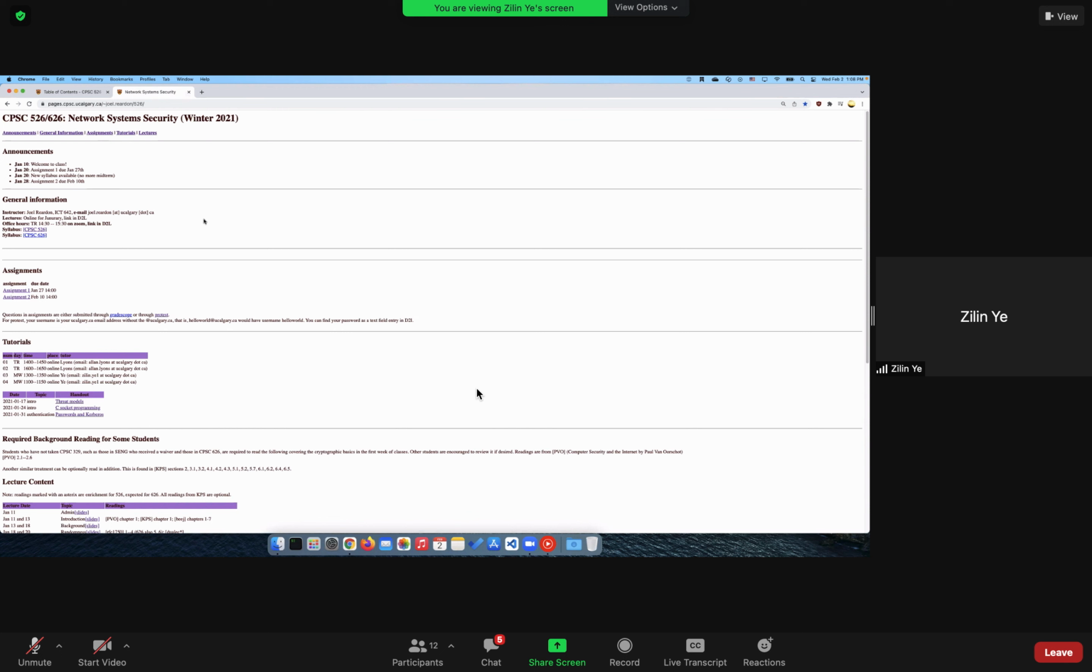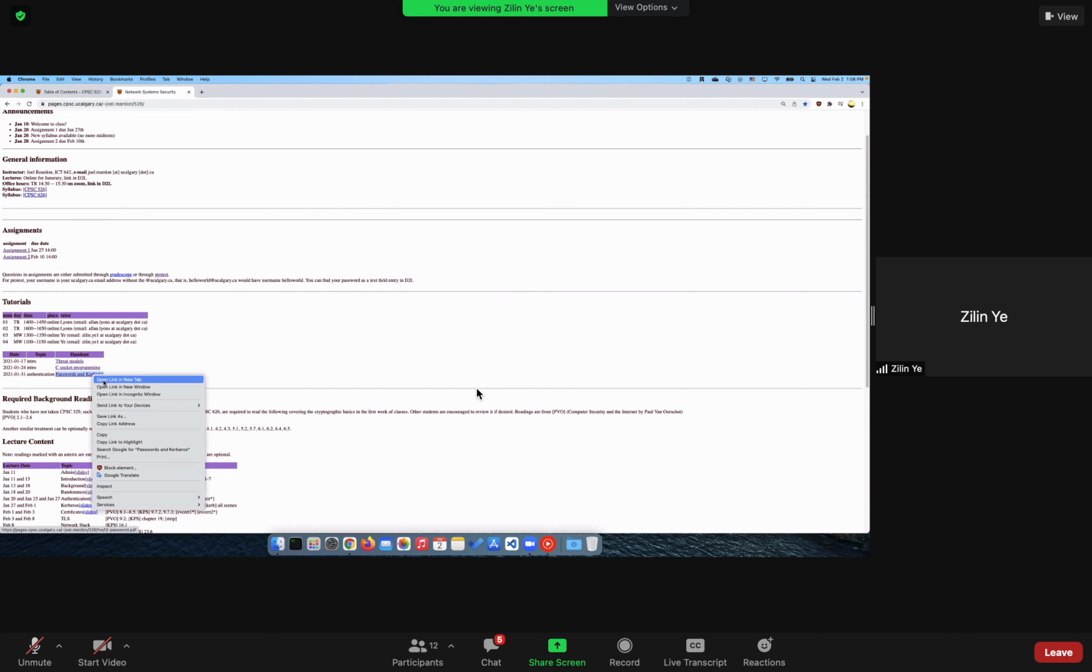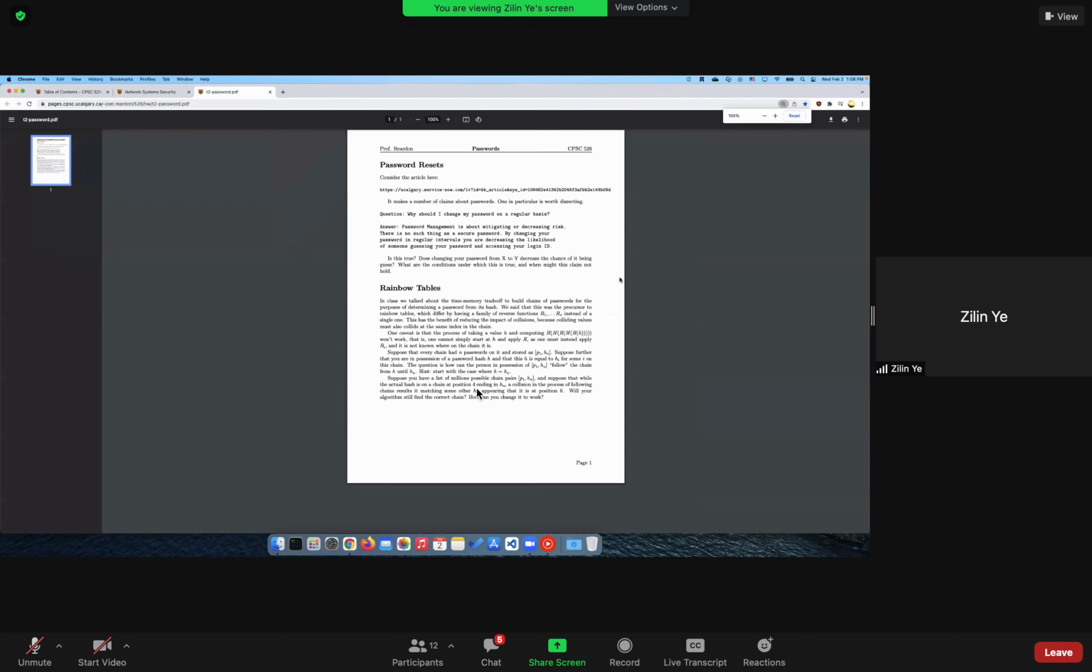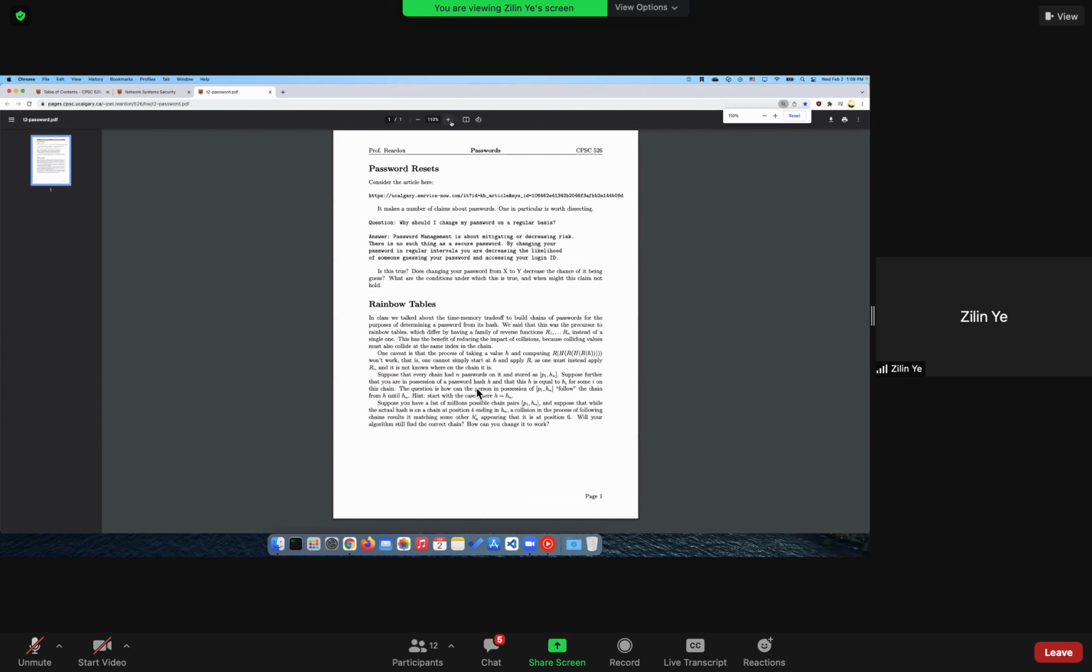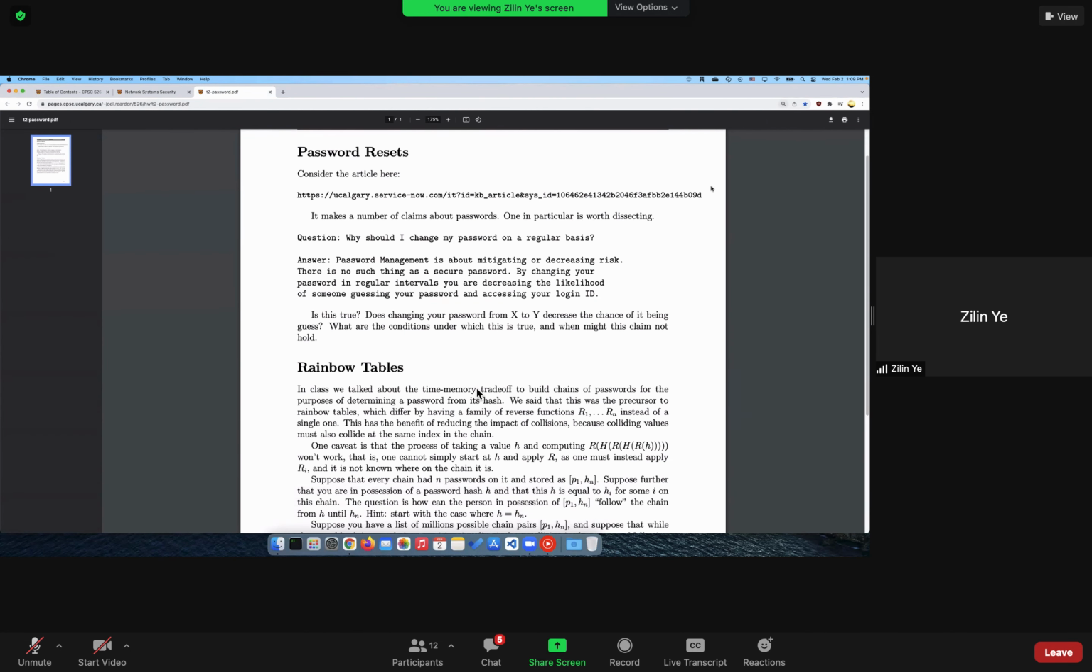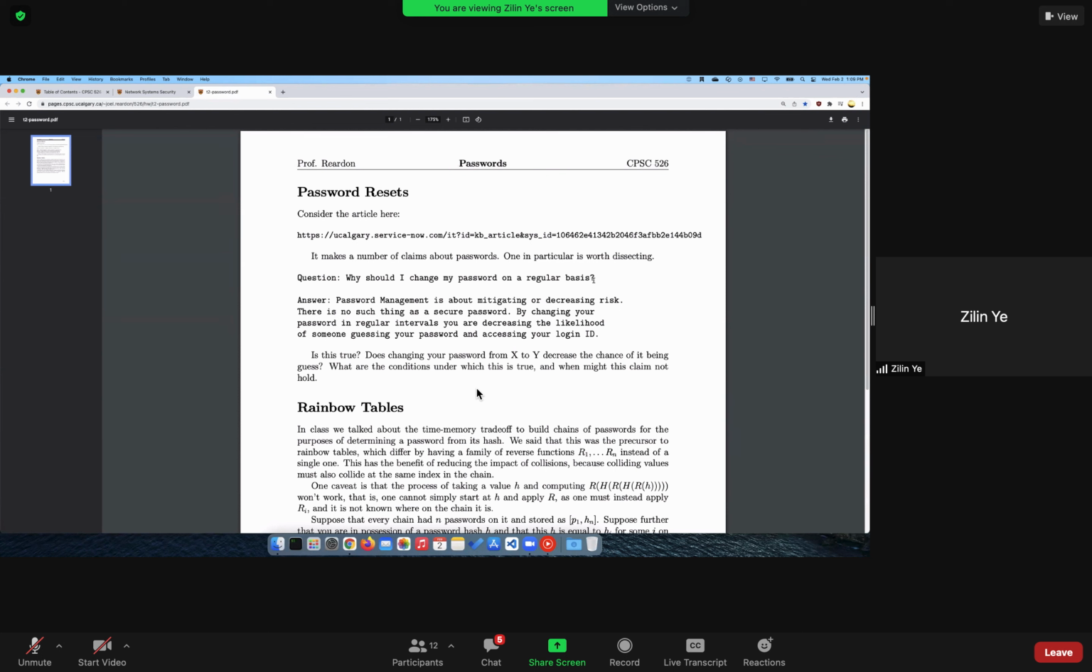So just go back to what we have to discuss for the week, which is the passwords and Kerberos. There are 2 topics on this homework handout. The first topic is about password resets. So consider this article here, which is posted by the IT department of UCalgary.